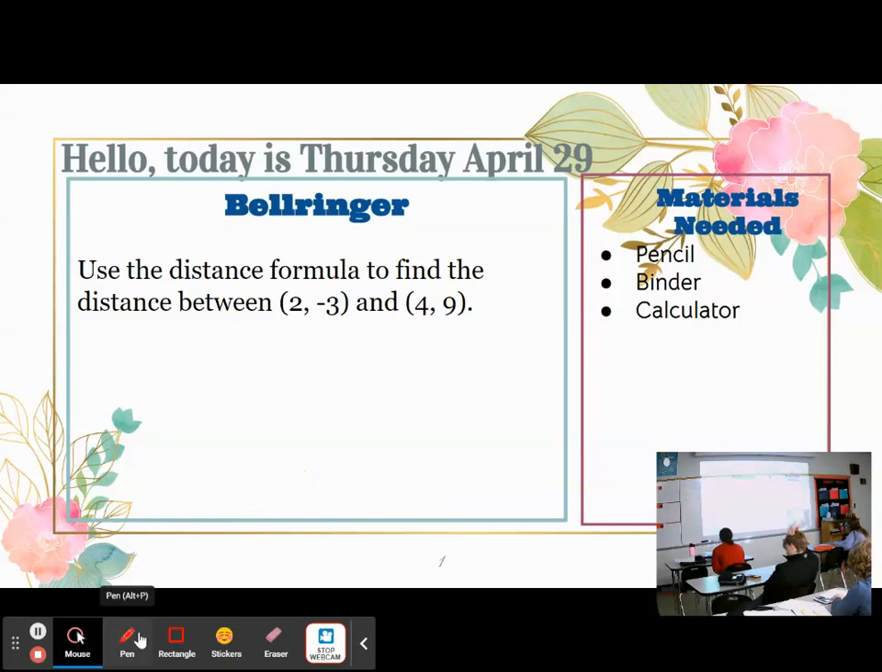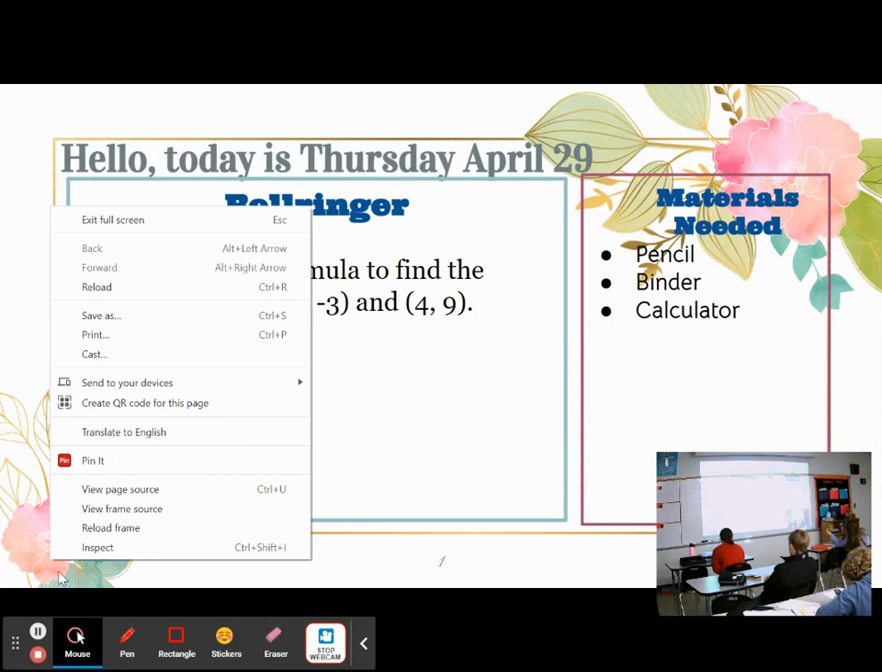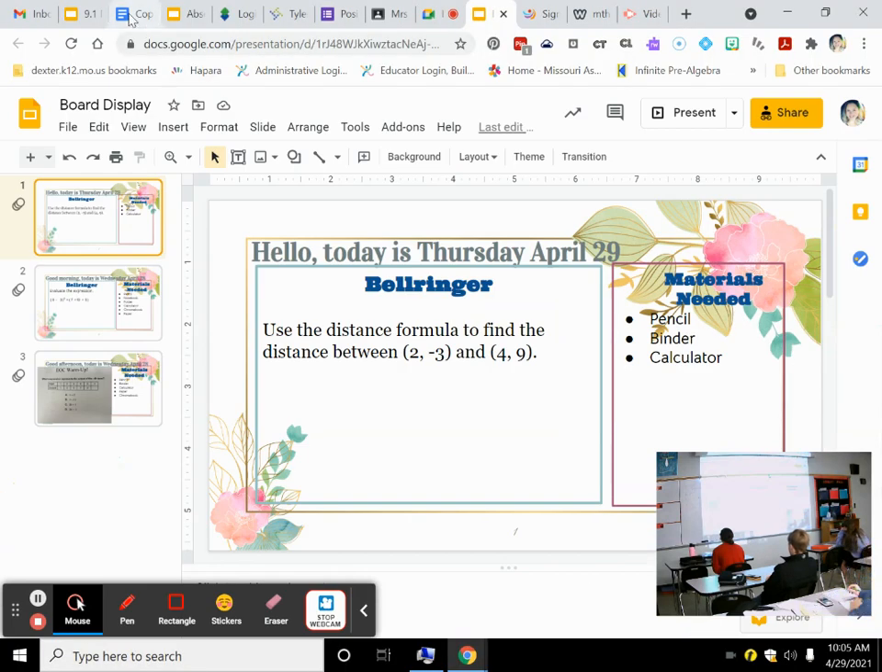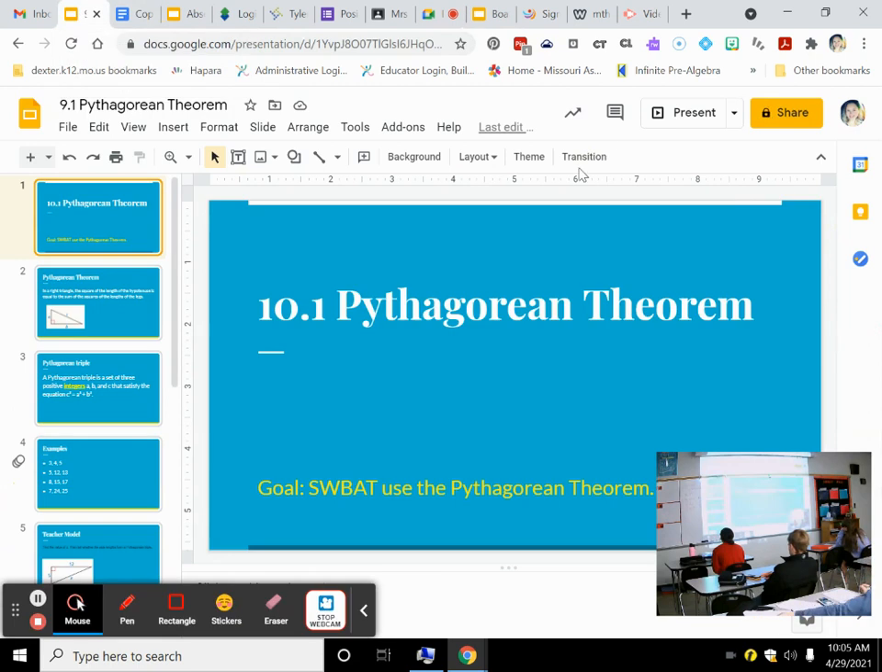All right, what questions do you have for me on the bell ringer? Okay. What if I told you that you can find the distance between those 2 points without using the distance formula? You found the slope. Yeah, you found the slope between the 2 points. Okay. All right, so instead of using the distance formula, there's another method you could use. And it is the Pythagorean theorem.